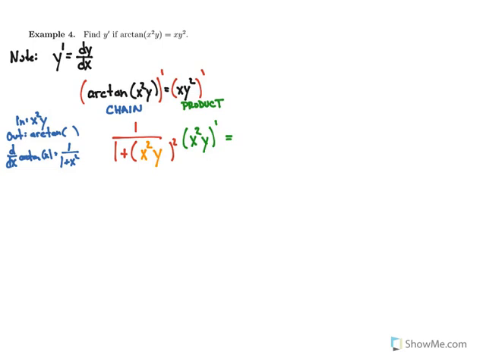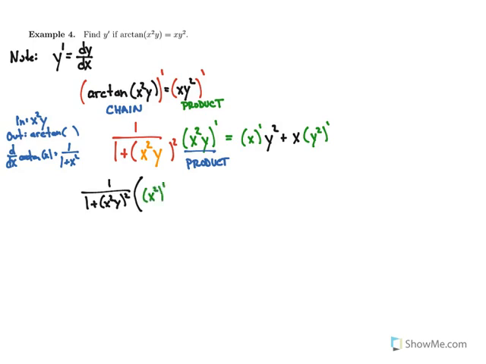That's going to be the derivative of x times y squared plus x times the derivative of y squared. All right, now we need to use the product rule again for the x squared y, and we will write this as 1 over 1 plus x squared y squared times the derivative of x squared times y plus x squared times the derivative of y, and that is y prime.